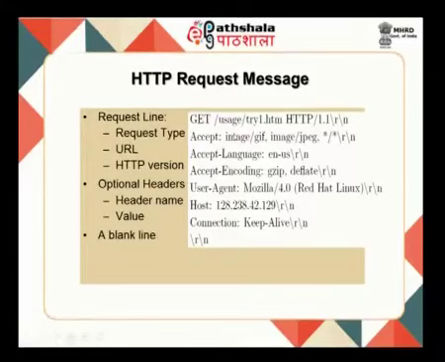Looking into how this message looks, a sample is given here. The request line gives the request type, which can be a GET or a POST. Here it is a GET. Then the URL, which page you are requesting. The URL is the identifier of the resource, and then the HTTP version. The optional headers have a header name and a value. Here the header names are accept image GIF, accept language, accept encoding, user agent, host, connection. These are all optional headers along with their values, and then a blank line. Some information can also be sent from the client to the server.